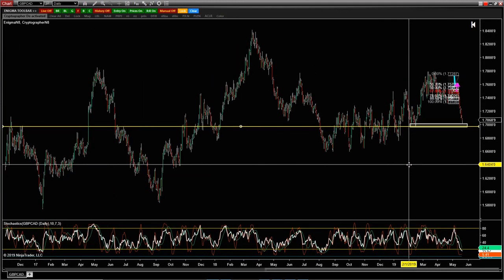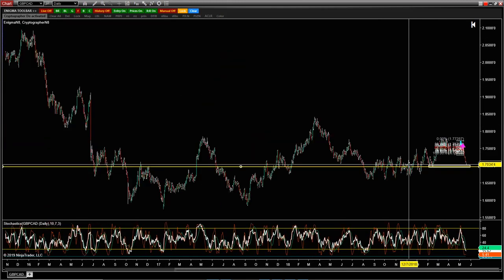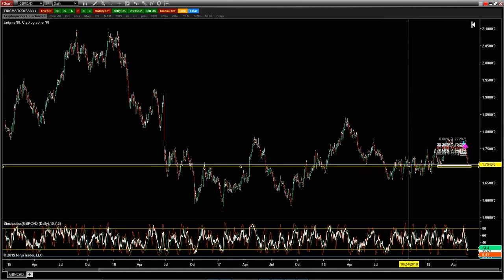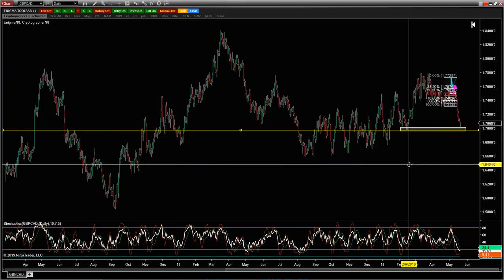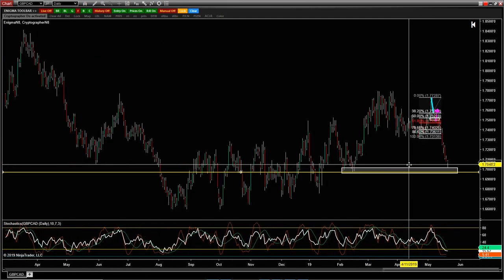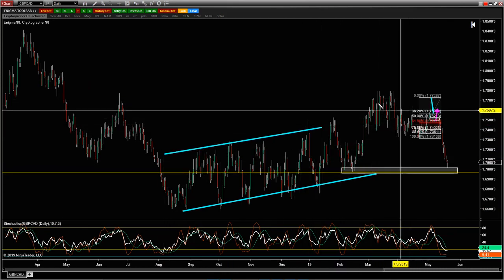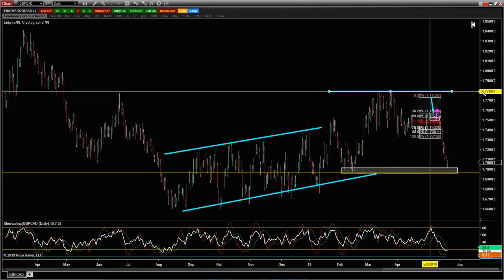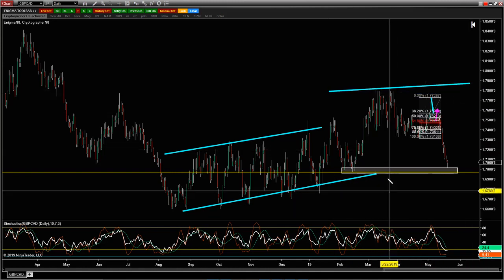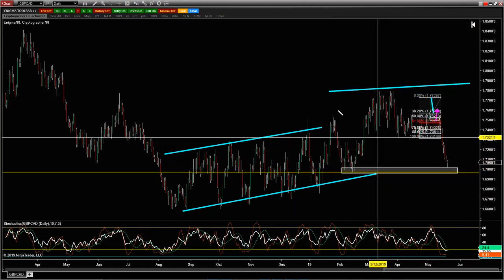I'm not too familiar with this pair, but the most recent move is consolidation above previous structure highs. We've channeled here for a couple years or so, it looks like, and then we broke above, closed above this level, retesting the lows of that level.